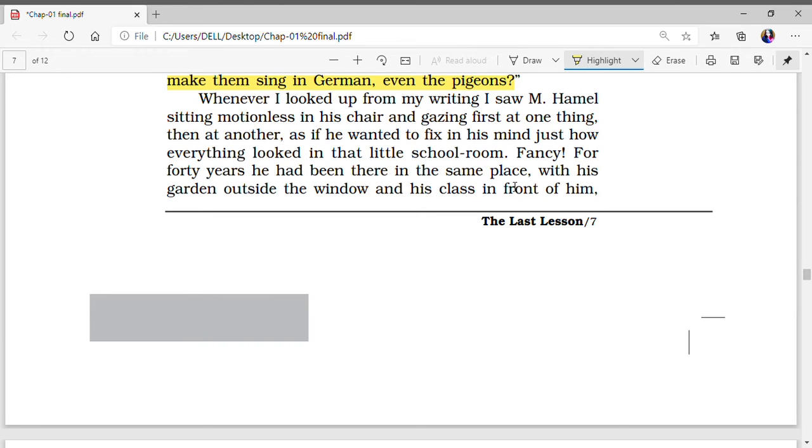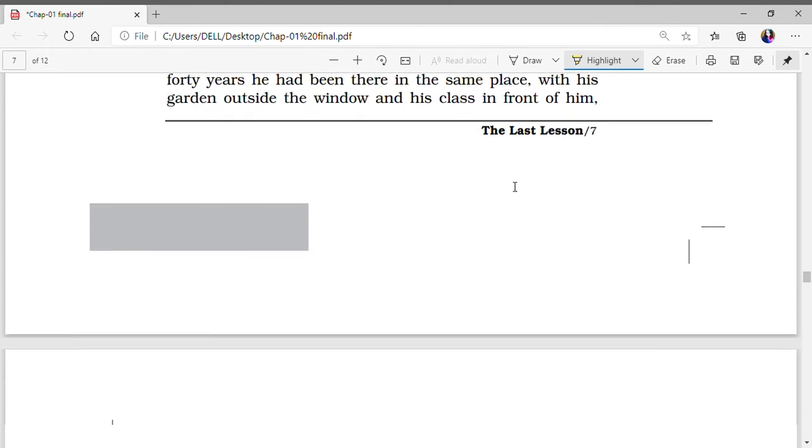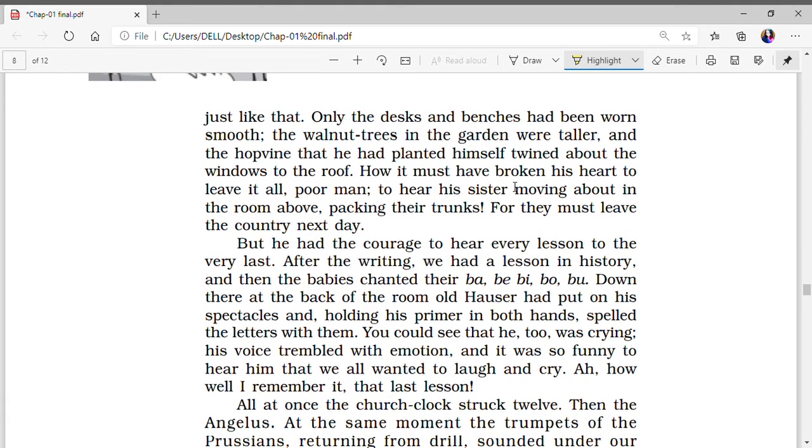Whenever I looked up from my writing, I saw M. Hamel sitting motionless in his chair and gazing first at one thing then at another, as if he wanted to fix in his mind just how everything looked in that little schoolroom. Fancy, for 40 years he had been there in the same place with his garden outside the window and his class in front of him. Okay, so his service, as we have learned earlier also, was as long as 40 years.